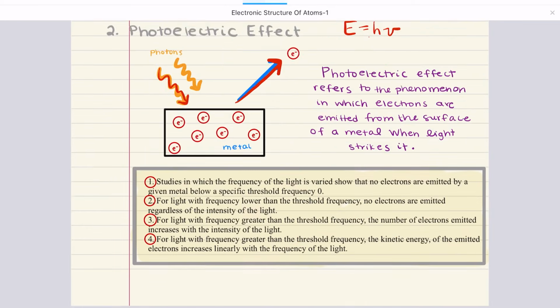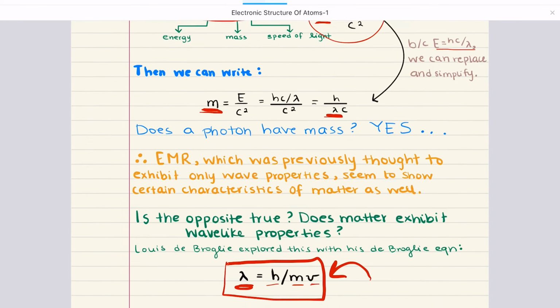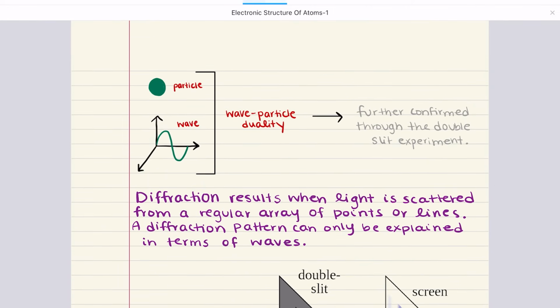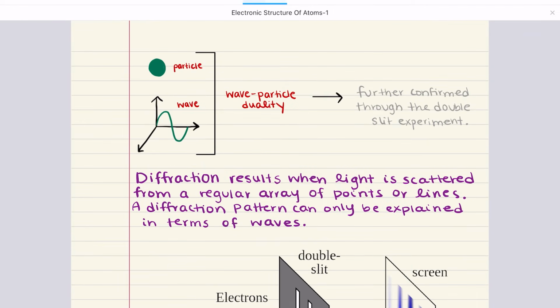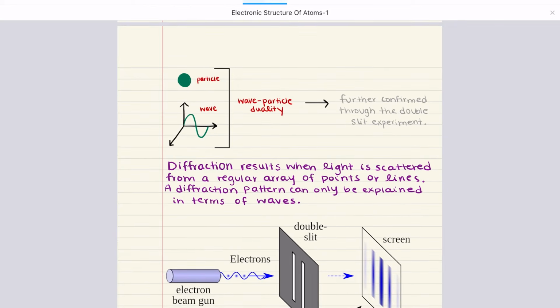Now, let's move on to that third and final experiment that we want to talk about here in this second objective. We now understand that light and other subatomic particles can exhibit both wave-like and particle-like properties. This is a phenomenon known as wave-particle duality, and it was further confirmed by the double slit experiment. Now, this experiment can get really tricky and complicated, but we're going to try to keep it as short and precise and to the point as possible.